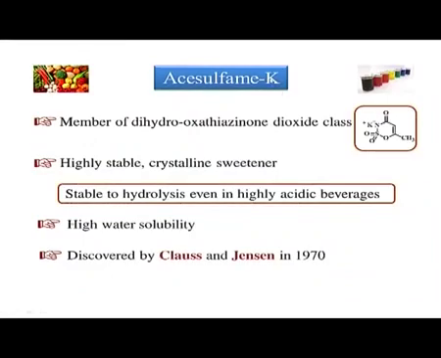With this, I come to the next molecule in line, which is acesulfame K, and K denotes potassium here, since it's a salt of potassium. It's a member of dihydroxythiazanone dioxide. So again, you have this sulfur dioxide moiety here, and it is an oxathiazone. This is a very highly stable crystalline sweetener. It is stable to hydrolysis even in highly acidic beverages. It has extreme water solubility. It was discovered by Kloss and Jensen in 1970.